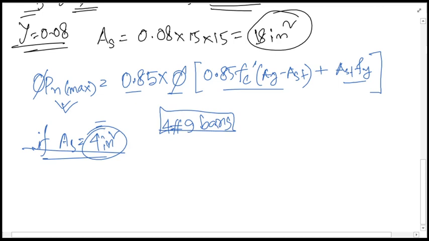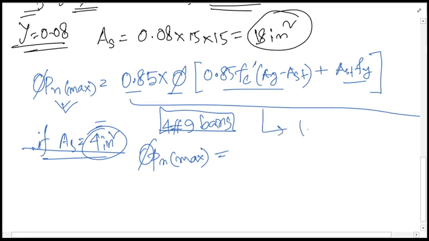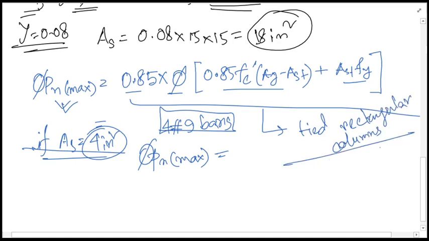So that's why if you use this one, the phi Pn max, according to the above equation, you might be getting a value if you calculate it. Another thing worth mentioning is that this particular formula is for what? Tied columns, tied and rectangular columns. The rectangular columns will be using this formula, and for tied columns we'll be using phi equals 0.65, as you know.